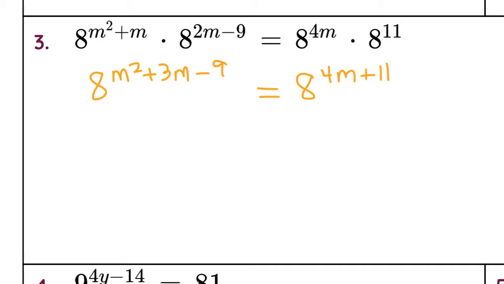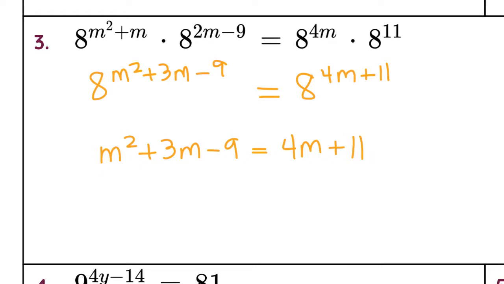Okay, now I can employ the one-to-one property and set the exponents equal to each other. So m squared plus 3m minus 9 is equal to 4m plus 11. I'm sure you can see it already, but this one has a squared term. So that means that this is going to be a quadratic equation.